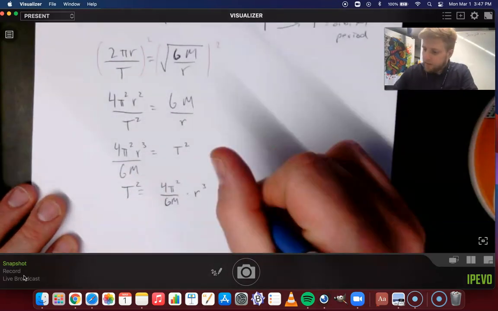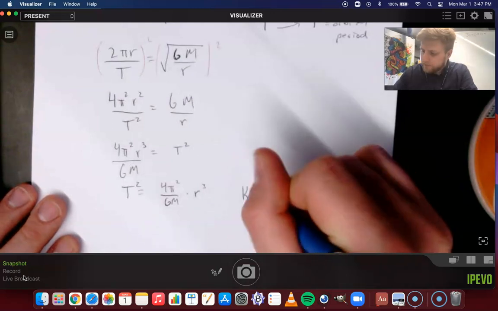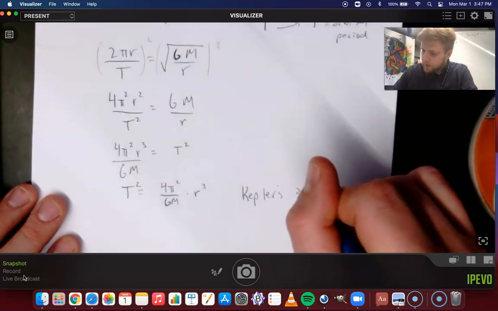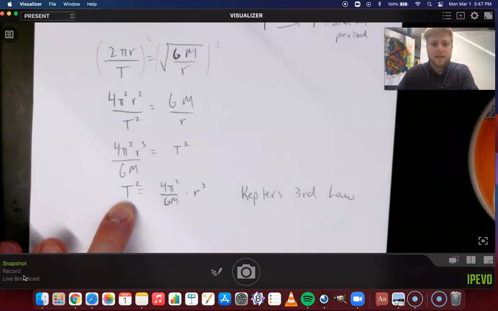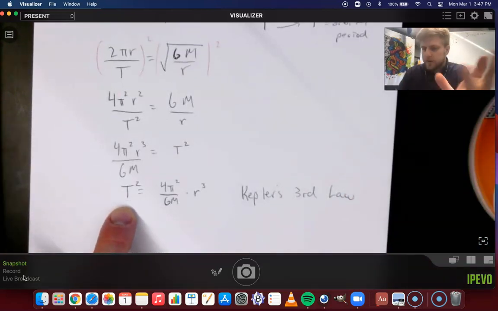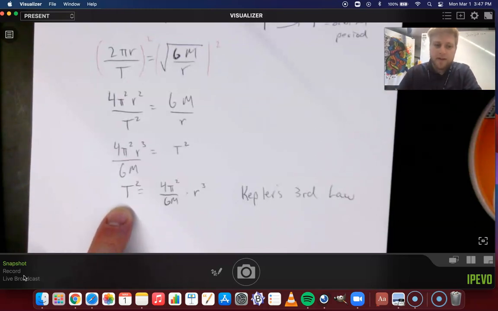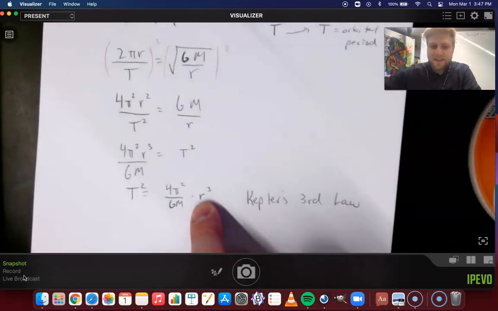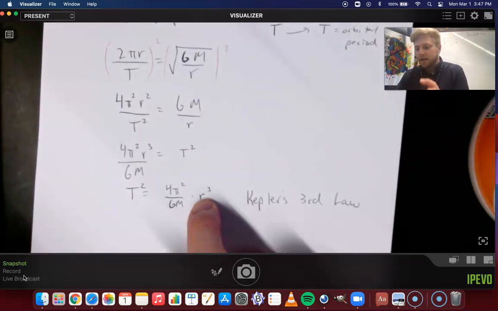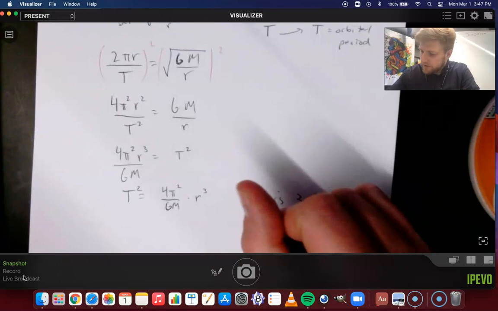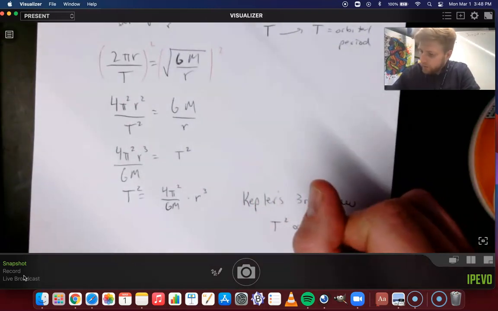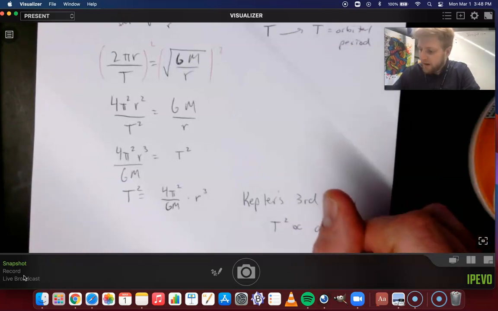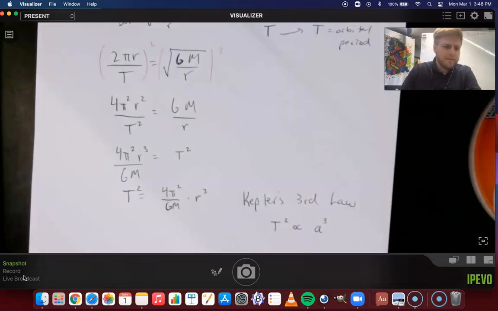So this is sometimes referred to as Kepler's third law. This says that the period, the time it takes to go around the sun, for example, that period squared is proportional to the distance between the sun and the object to the third power. Sometimes you'll see that written T squared is proportional to the radius or the semi-major axis, I'll write it properly, cubed.